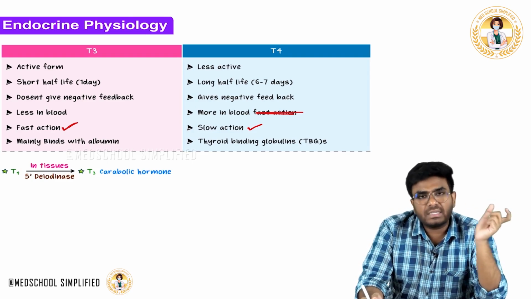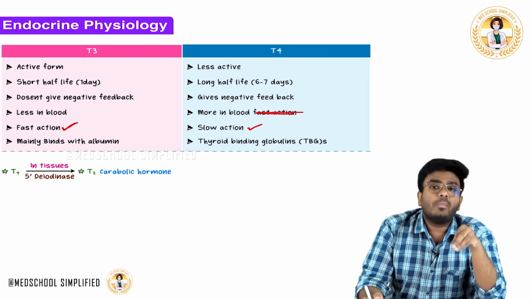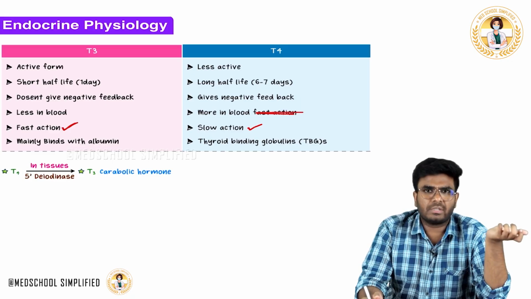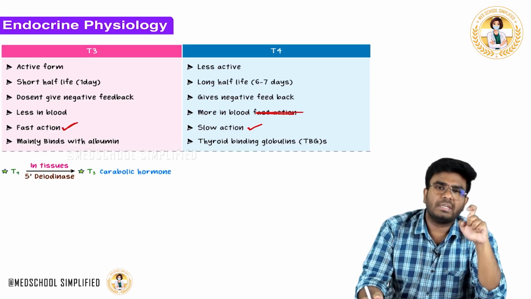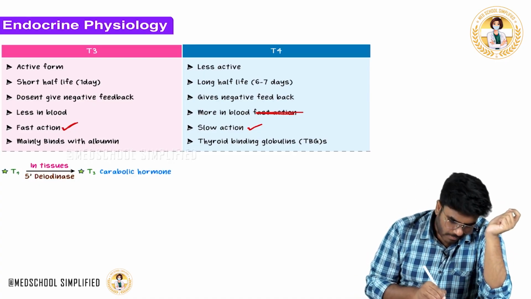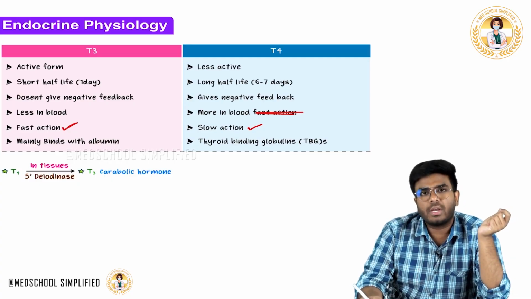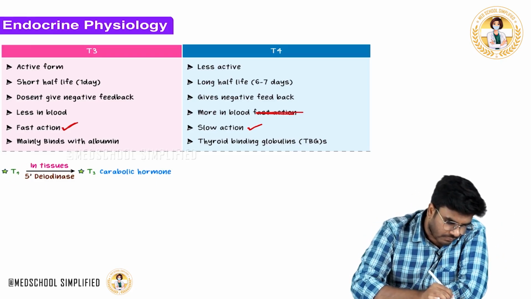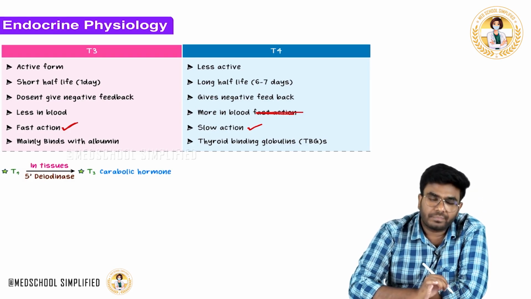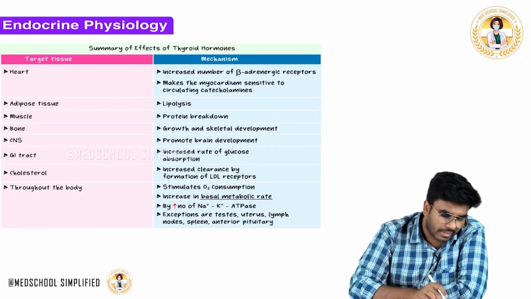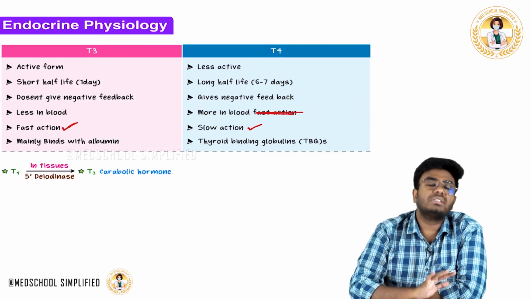Most of the T3 and T4 both are bound. See, if a hormone is in free form, it is biologically active. We don't want all the hormone to be biologically active. Wherever needed, only in that place it needs to be biologically active. So most of the T3 is bound with a plasma protein called albumin, and most of the T4 is bound with a plasma protein called globulin, the thyroid binding globulins. I have already explained that T4 is going to be converted into T3 in the tissues with the help of an enzyme called 5'-deiodinase.